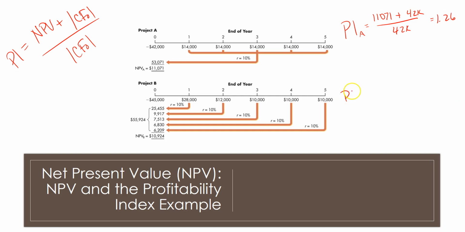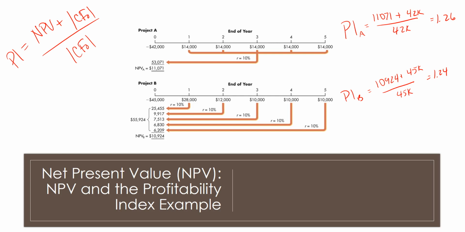Let's do the same thing for project B. The net present value was $10,924. The initial cost was $45,000. Divide that by the $45,000 and we get 1.24. So if we're going to rank this, A is better than B. This gives you the exact same answer as net present value, so it's a perfectly fine alternative for evaluating projects.